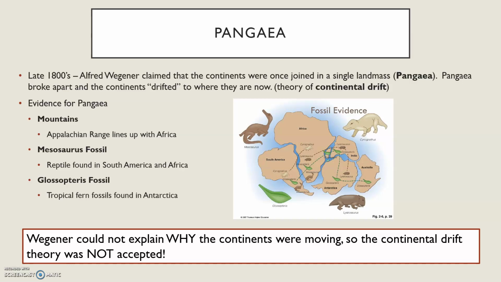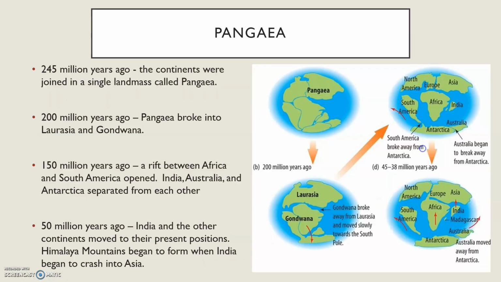While Wegener had all of these great theories and he had all of these fabulous pieces of evidence, he could not explain the most important part, and that was the why. Why were the continents moving? So therefore, his theory of continental drift was not believed or accepted at the time. It later would become accepted, but that would be once he was already deceased.